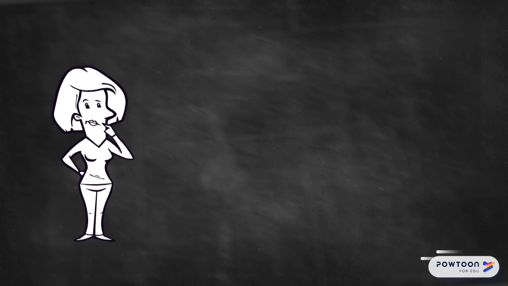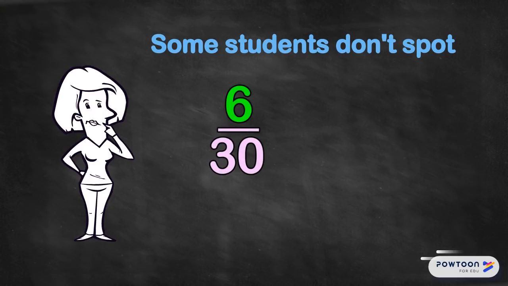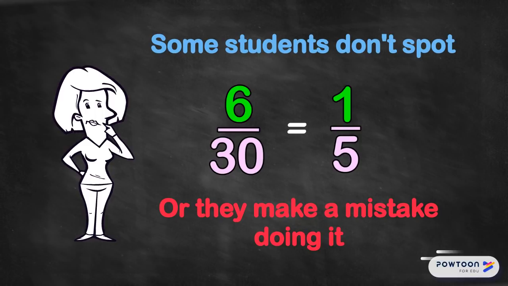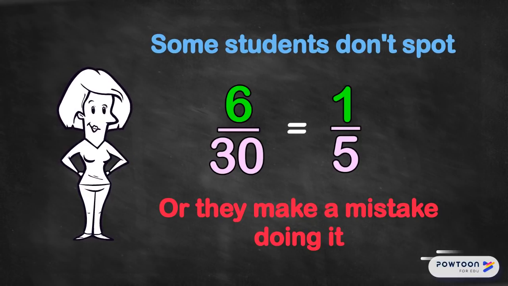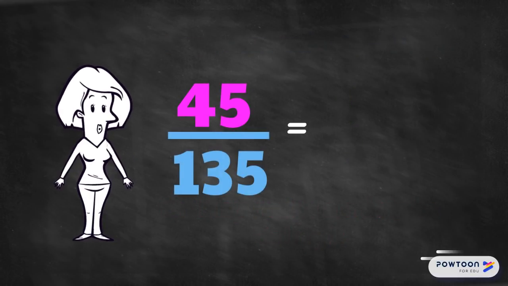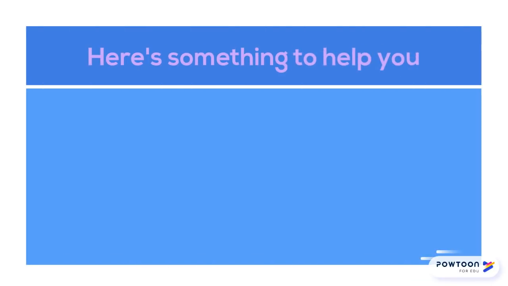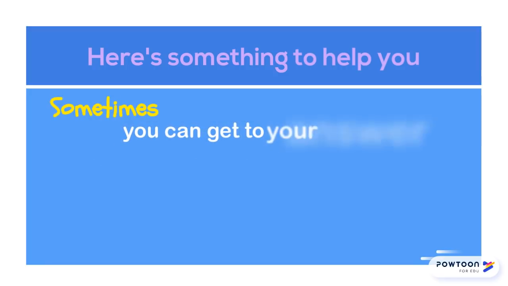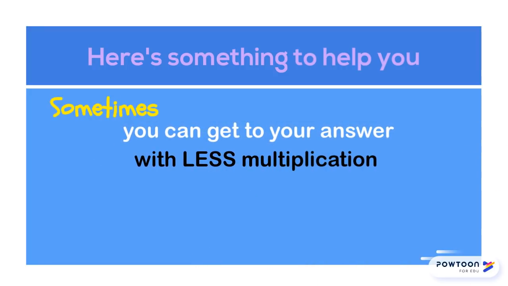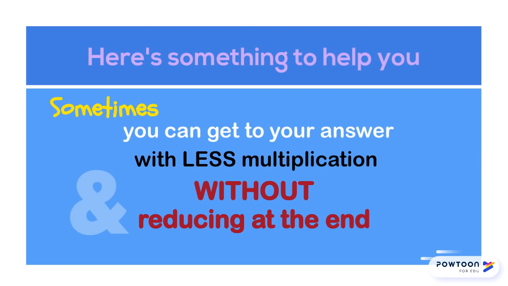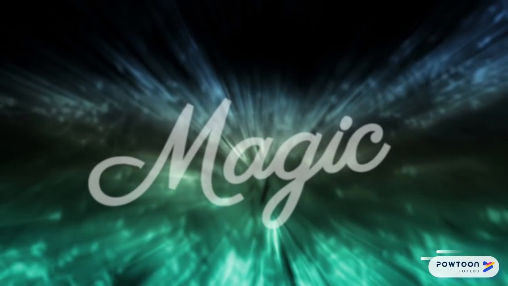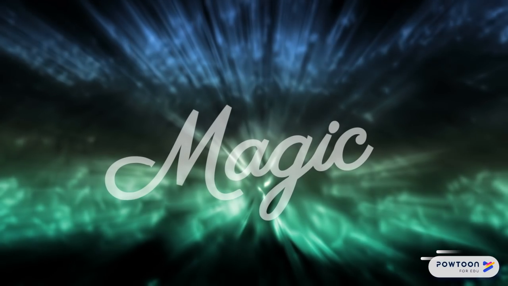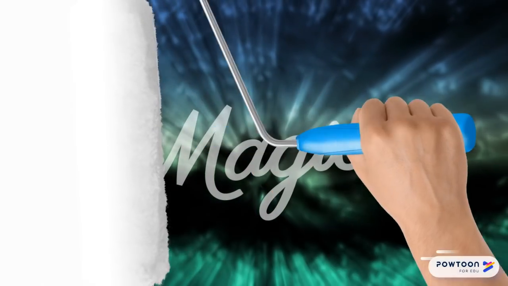But some students don't spot that our 6 over 30 fraction can be reduced, or they make a mistake doing it. And how about when the numbers are bigger than this example? Would it seem more difficult to you? Here's something to help you. Sometimes you can get to your answer with less multiplication and without reducing at the end. It sounds like magic. How is that even possible, you ask?